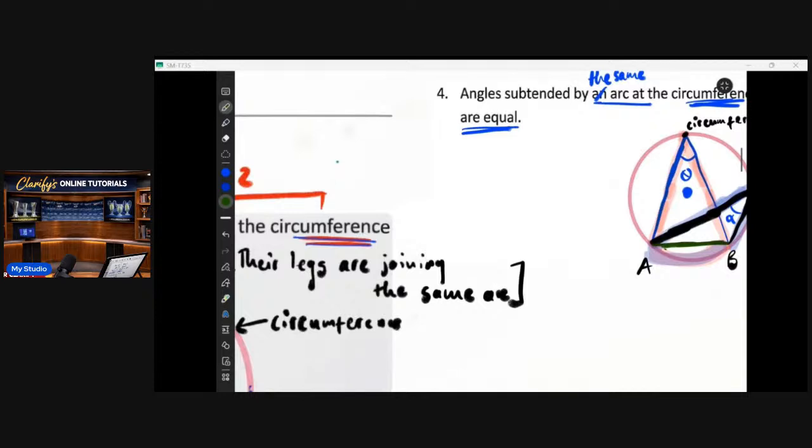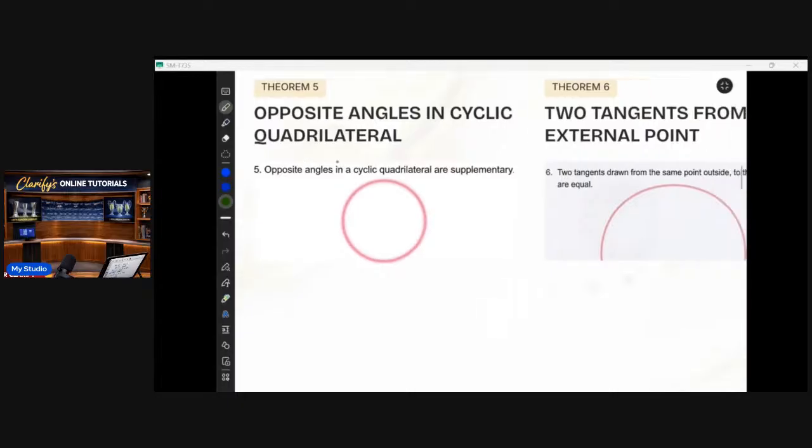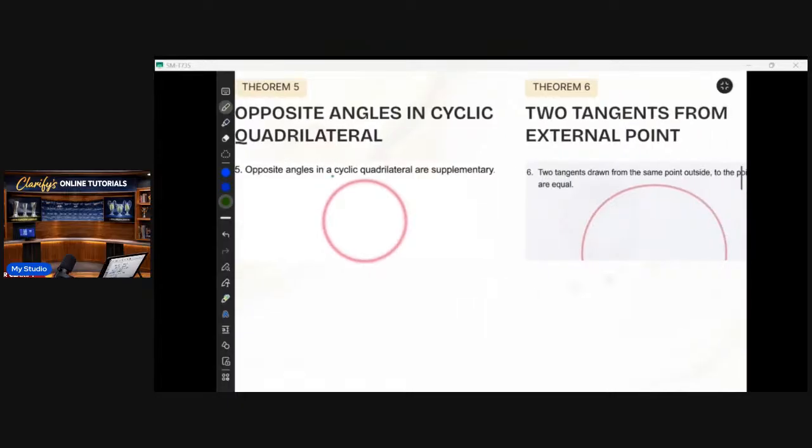Then now you do theorem number 5. So we've seen two angles both being at the circumference, and we've seen that those two angles are going to be equal to one another. So we have seen the first 4 theorems. Now we need to look at the last 3 theorems. Let me stop the recording and start a new one.